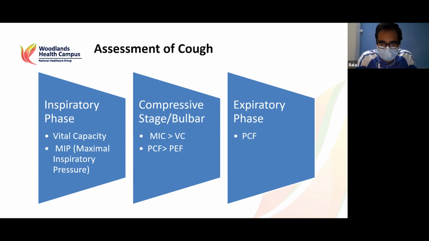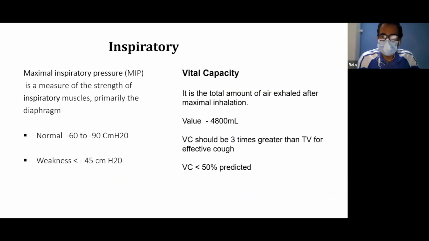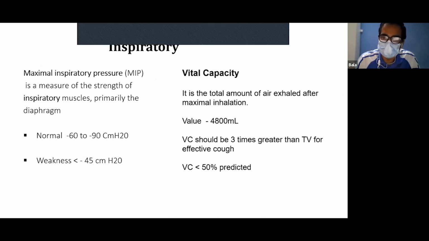I put this slide here just to give you a brief idea. How do you assess different stages of cough? For inspiratory muscles, we will go first. For inspiratory muscles, it is very easy. We can either use vital capacity or we can use NIF, negative inspiratory force, or maximal inspiratory pressure. I think your hospitals will have this kind of device to measure your inspiratory muscle strength. Whichever device is available, you can use. Basically, we need to know whether the inspiratory muscles are good or weak.